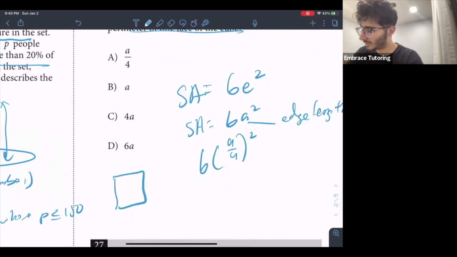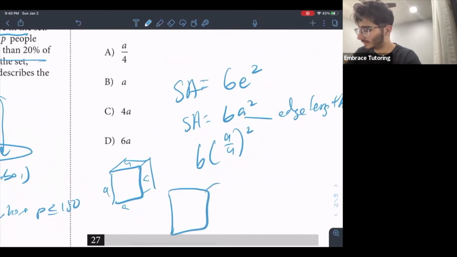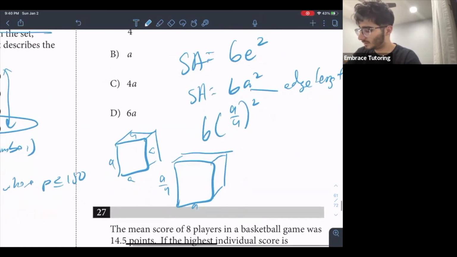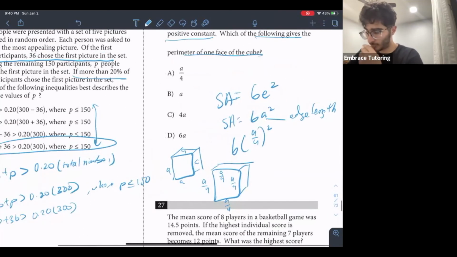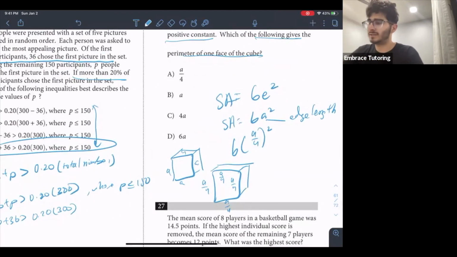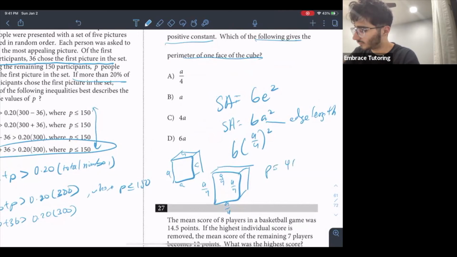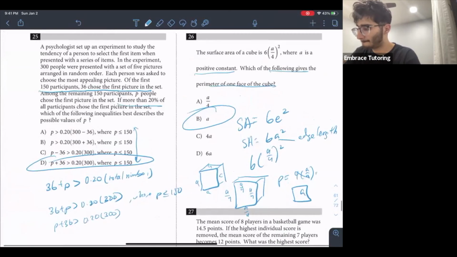So if you imagine a square or a cube, this would be a. But since in the cube that they have, they have it as a over 4, a over 4, a over 4, and a over 4, and they're asking for the perimeter. Perimeter of one face of a cube would be 4 times the side length, because that's the perimeter of a square. So the perimeter is equal to 4 times a over 4, which would give you a, and that is our answer, choice B.